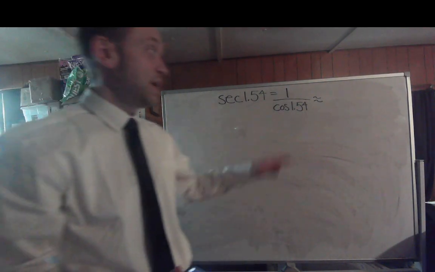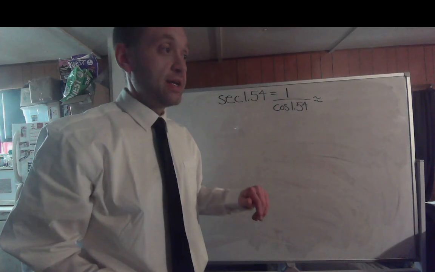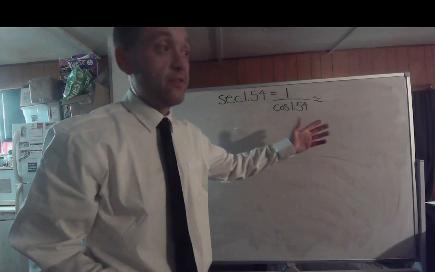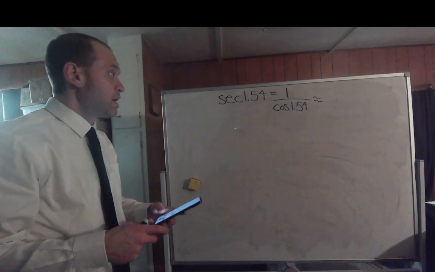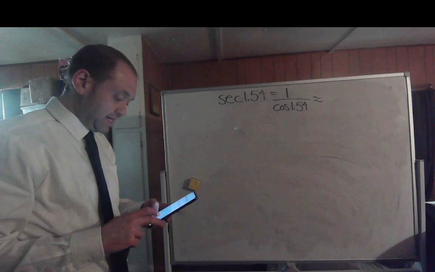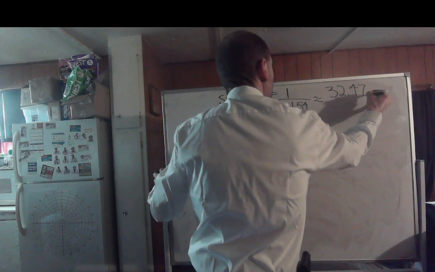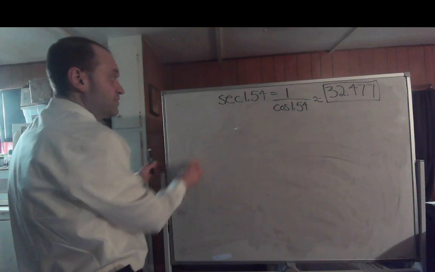So sometimes your radians don't have the pi symbol, but how you know if it's radians or not is if it's degrees, it'll literally have a degree symbol. If it doesn't have that symbol, then it's radians. That's how you'll know. Okay, so the cosine of 1.54. Now let's take 1 and divide it by that answer. You get about 32.477. So the secant of 1.54 is about 32.477.